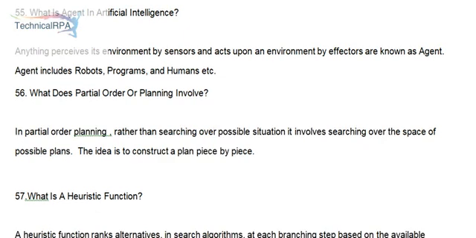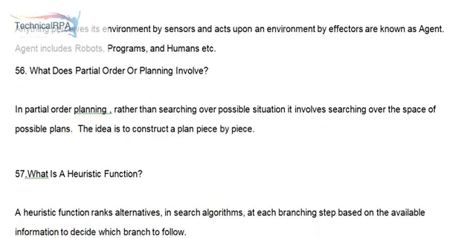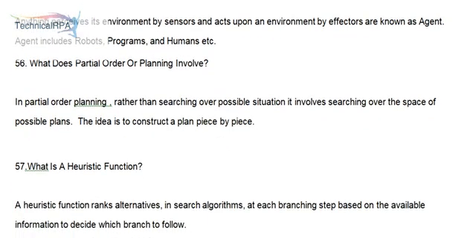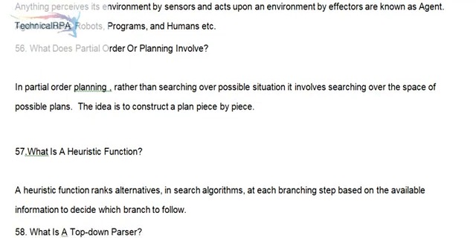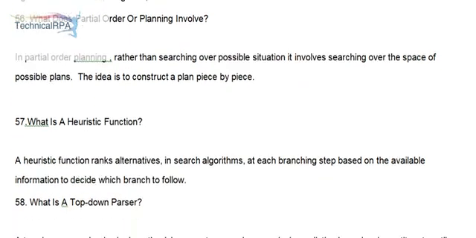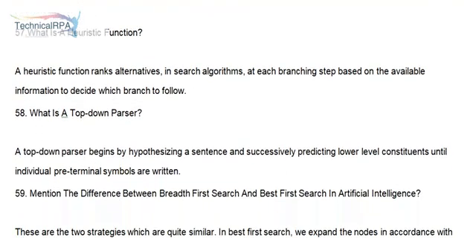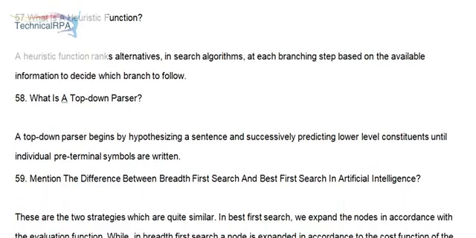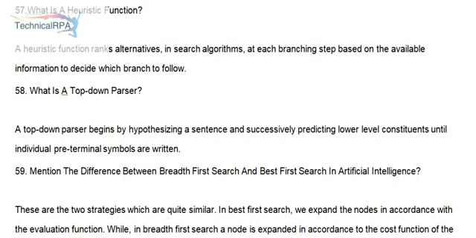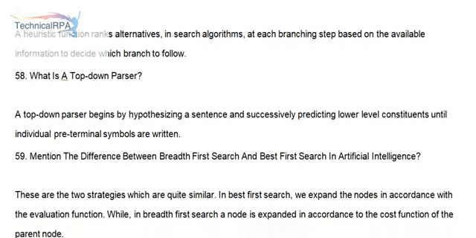56. What does partial order planning involve? In partial order planning, rather than searching over possible situations, it involves searching over the space of possible plans. The idea is to construct a plan piece by piece. 57. What is a heuristic function? A heuristic function ranks alternatives in search algorithms at each branching step based on the available information to decide which branch to follow.